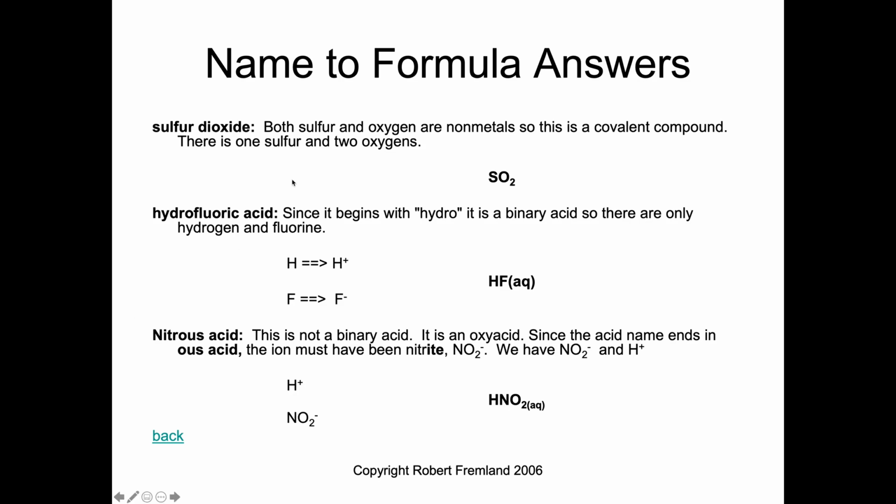Hydrofluoric acid. Okay, so this is obviously an acid because it begins with hydro. That means it's a binary acid. That means it's just going to be H and F, H plus, F minus, so just HF. And then nitrous acid, this is not binary because it does not begin with hydro. Nitrous acid has a polyatomic ion. The polyatomic ion must be nitrite because it's -ous, right? Nitrite, you look up, NO2, -1 charge, so it'd be H plus, NO2 minus, which would be HNO2.